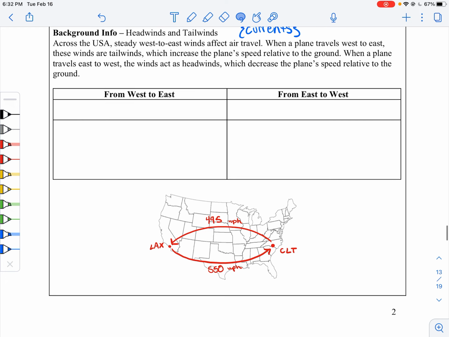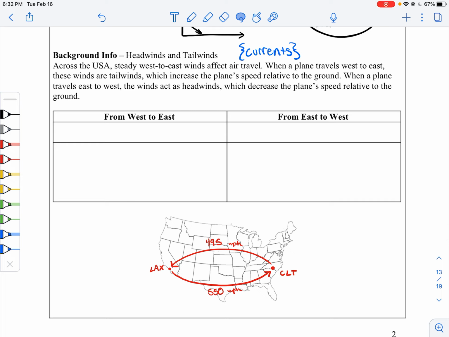In the US, we have steady west to east winds. That means the winds are blowing like this. They go this way. They go west to east. That's an arrow, like that. This is important because they affect how planes travel. So when a plane travels from the west to the east, we call them tailwinds because they're at the tail of the plane. They're pushing the plane along.